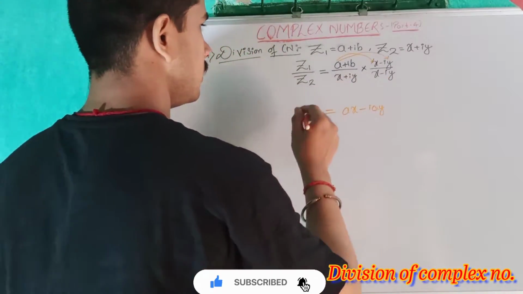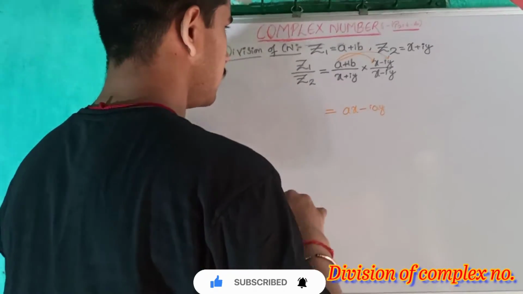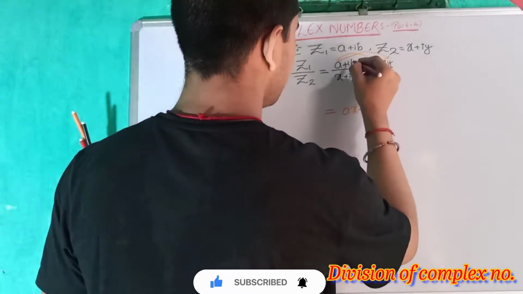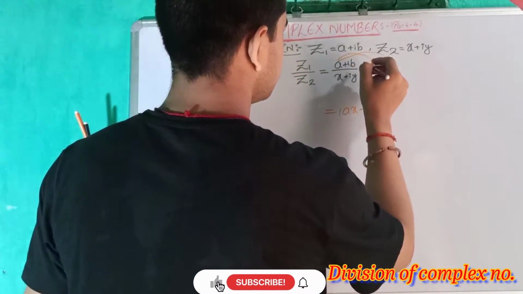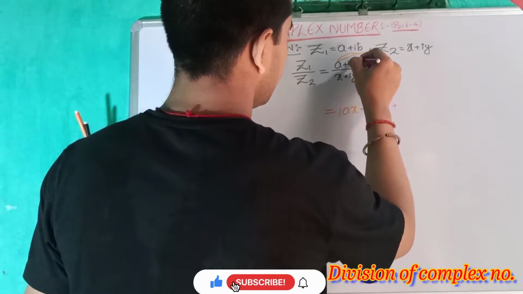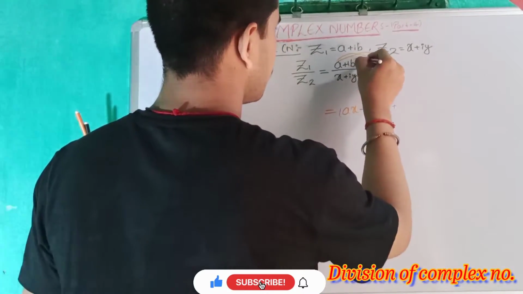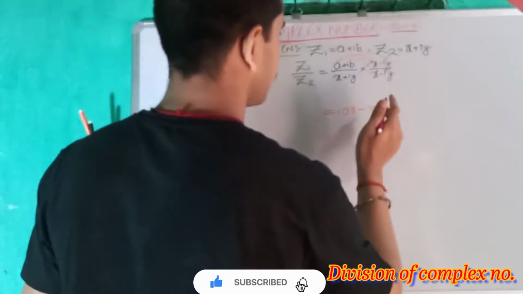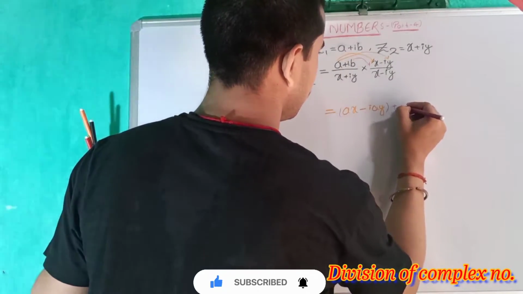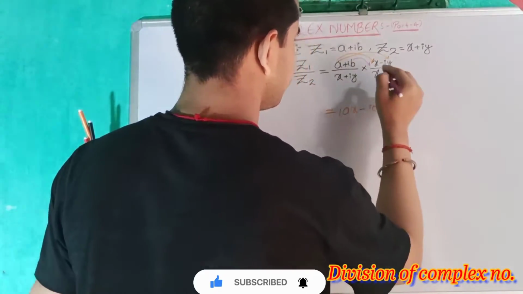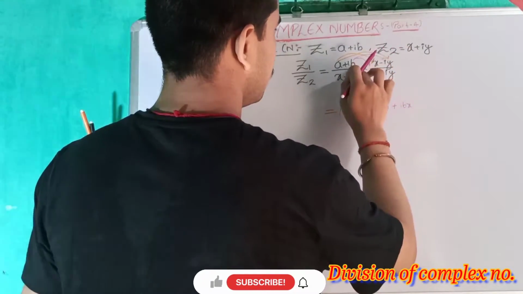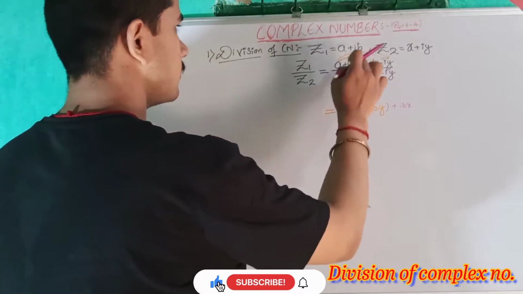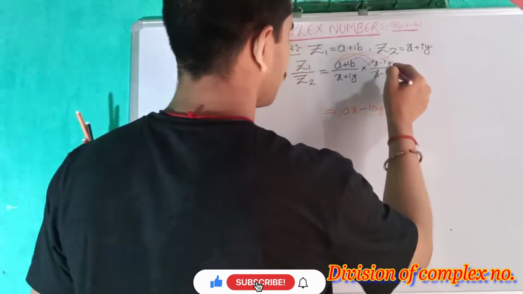Coming on to the second part, the imaginary part of the first complex number will be multiplied to both parts of this complex number, that is iota into bx, and then again the imaginary part of the first complex number will be multiplied to the imaginary part of the second complex number.